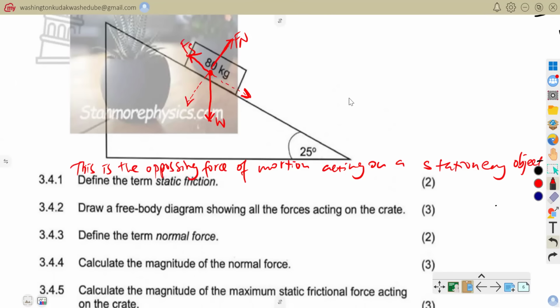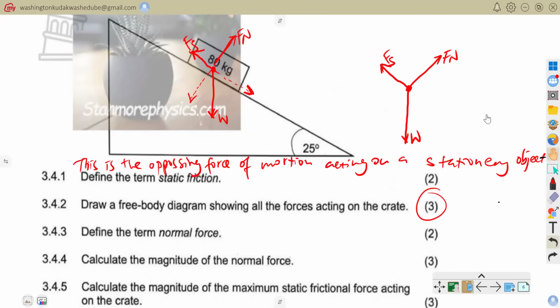So we are going to have frictional force. So here I can draw a dot to represent my object, and then draw the weight component, and then draw the normal force. And then after drawing the normal force, I would also have the frictional force. Like that. That would be the free body diagram. So the number of marks gives you a hint of how many forces you are supposed to represent on your free body diagram.